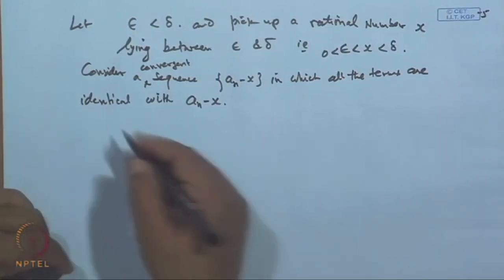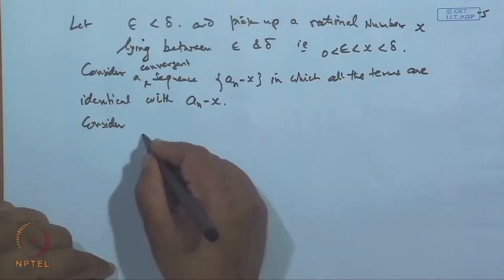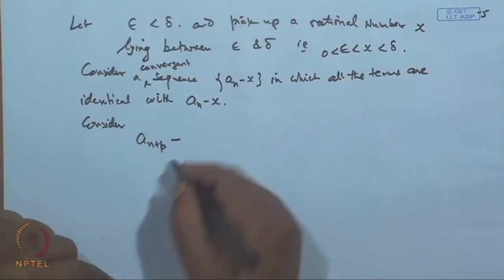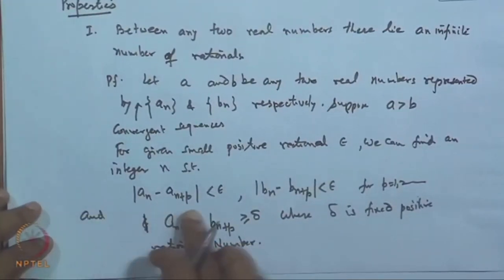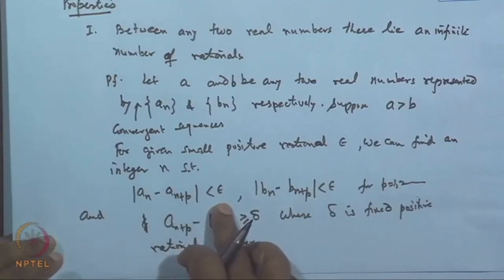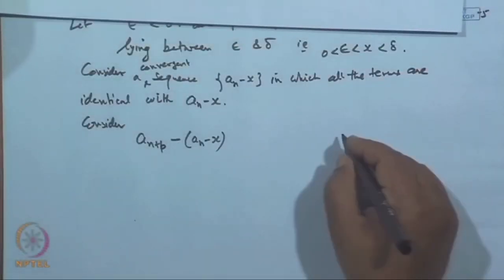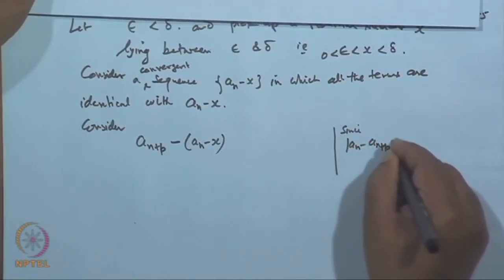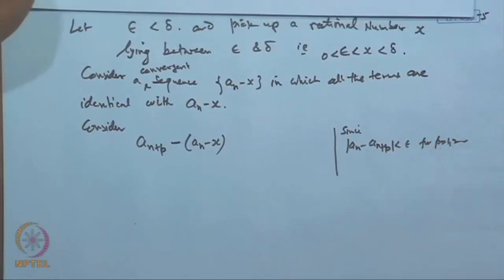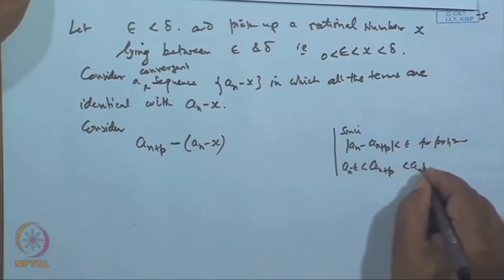Okay. Now, consider a_(n+p) minus a_n minus x. Now, from here, if you look, a_n is convergent. So, this condition is satisfied. |a_n minus a_(n+p)| is less than epsilon. It means a_(n+p) lies between a_n minus epsilon and a_n plus epsilon. So, since the modulus of a_n minus a_(n+p) is less than epsilon for p equal to 1 to 3, basically a_(n+p) lies between a_n minus epsilon and a_n plus epsilon.